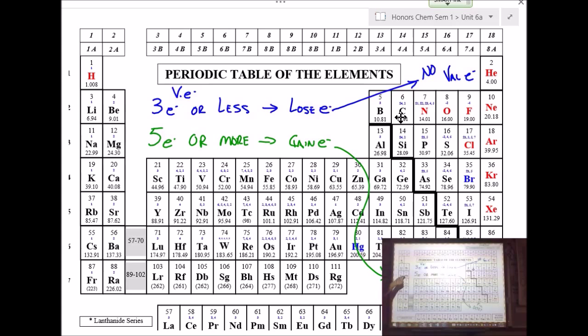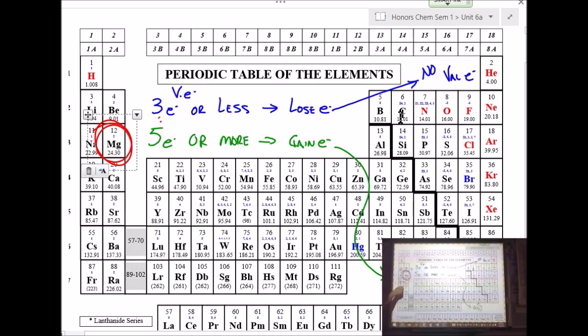So if I look at, say, magnesium, how many valence electrons does magnesium have? 2. So is it easier to lose 2 or gain 6? Lose 2. So what's magnesium's most common charge? +2. If you lose 2 electrons, you're becoming more positive. Good. So all the elements here have what charge? +2. There you go. That's a periodic trend there.